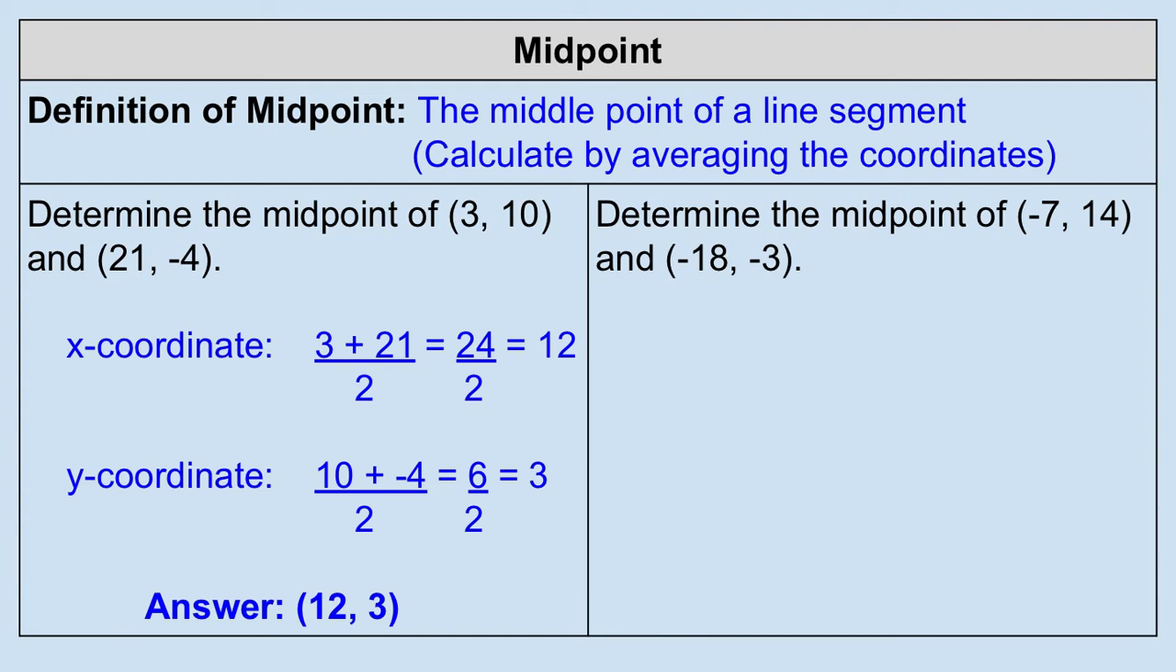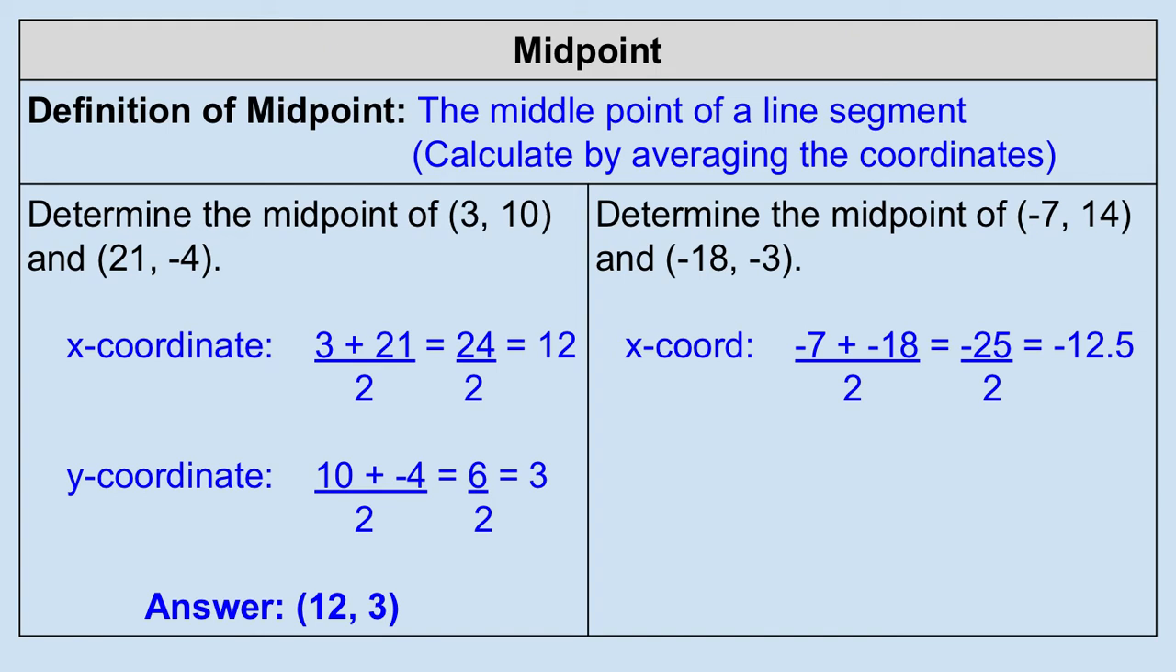Let's look at the next example. So to figure out the x coordinate, I'm just taking the 2 x coordinates I have, negative 7 and negative 18, and adding them together and then dividing by 2. So this time I get negative 25 divided by 2, which is negative 12.5. Decimals are totally fine. You should expect to get decimals pretty often on these.